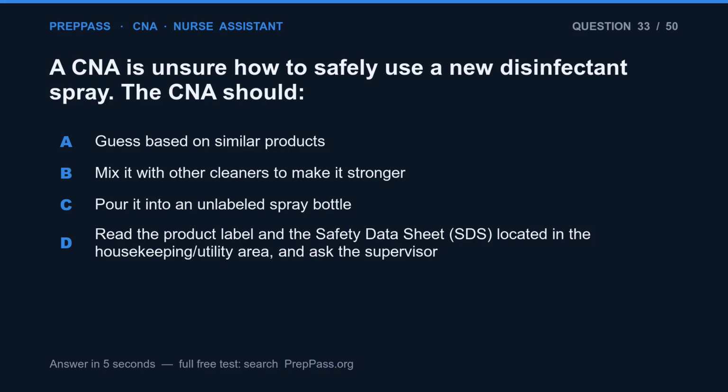Question 33. A CNA is unsure how to safely use a new disinfectant spray. The CNA should A. Guess based on similar products. B. Mix it with other cleaners to make it stronger. C. Pour it into an unlabeled spray bottle. D. Read the product label and the safety data sheet, SDS, located in the housekeeping/utility area, and ask the supervisor.